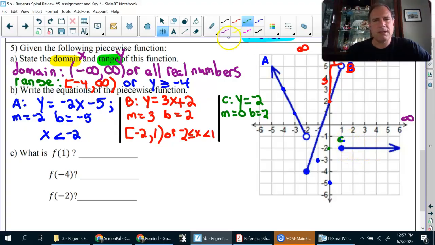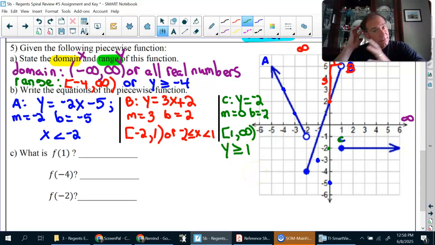So this domain, though, it starts at 1. So we're just going to put a bracket at 1, and then it goes on forever to the right like that. Or you could put x is greater than or equal to 1. And those are the 3 lines right there. Right? So that's that.